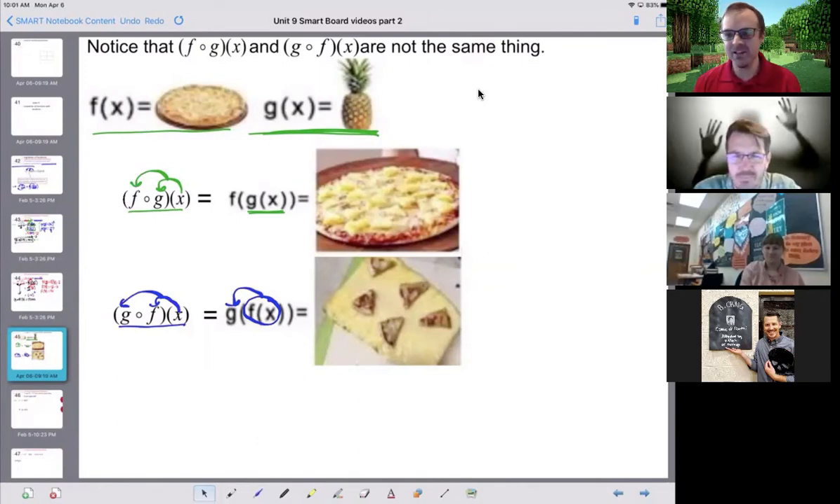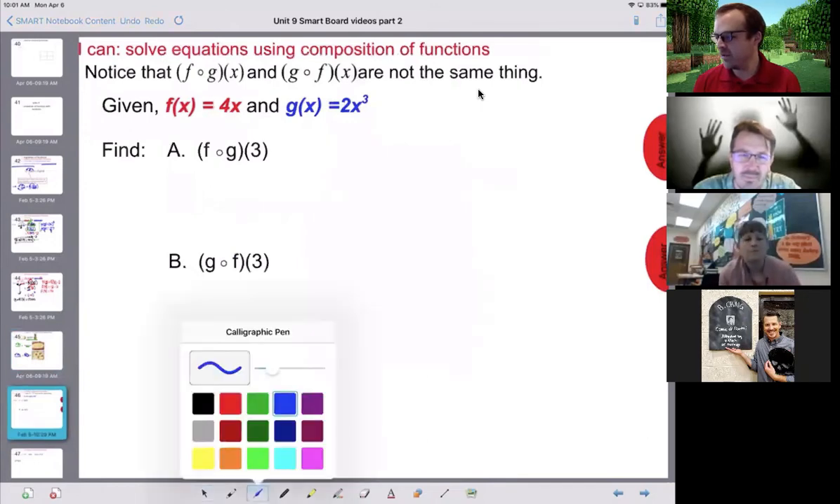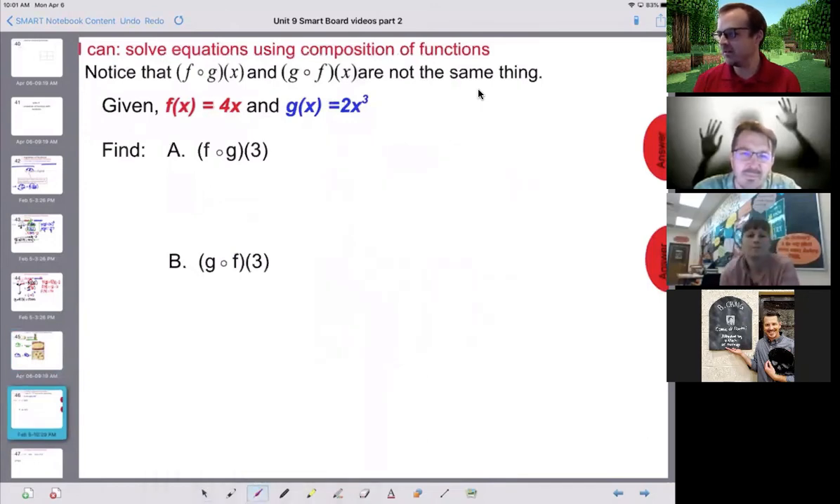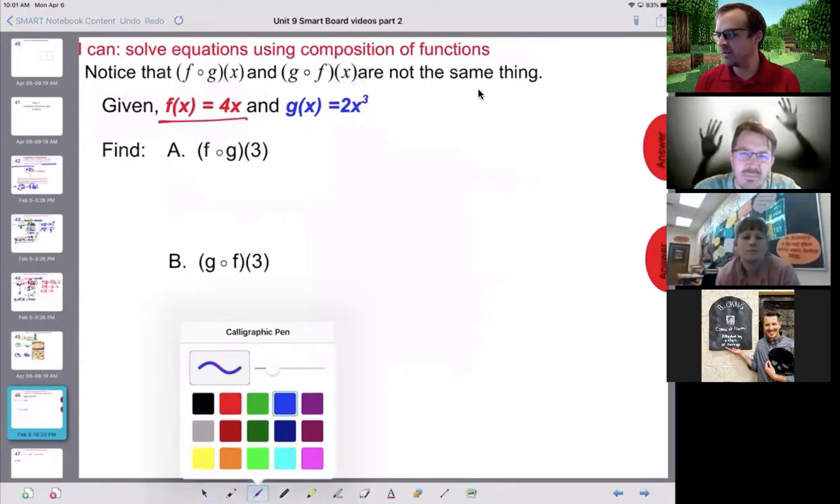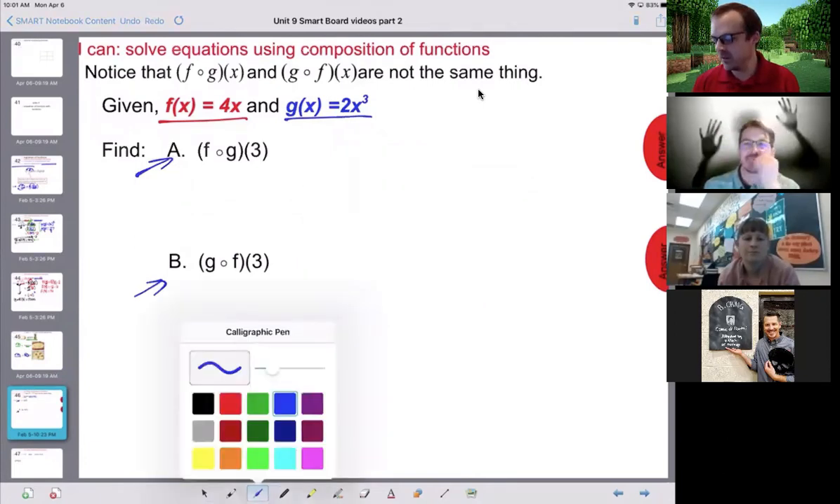So let's prove that again. I've got two different functions here. f of x is 4x and g of x is 2x to the power of 3. In A, I'm going to do f of g of 3, and in B, I'm going to do g of f of 3. Nothing much different except f and g are in a different order. And like we just said, the order does matter.